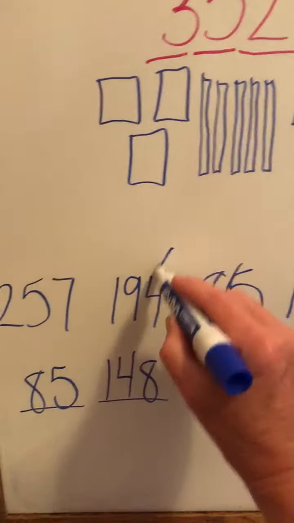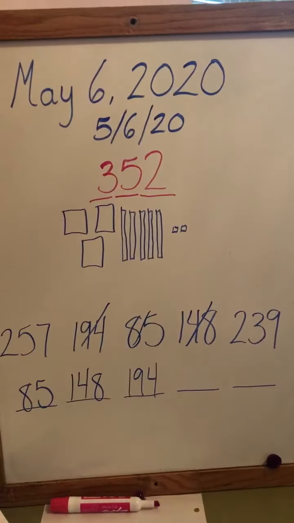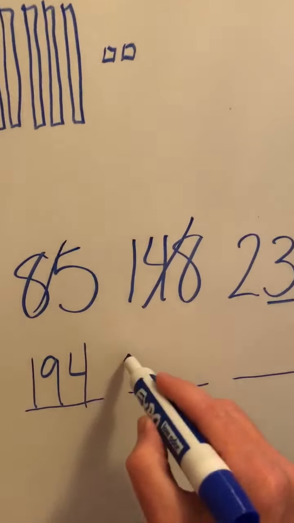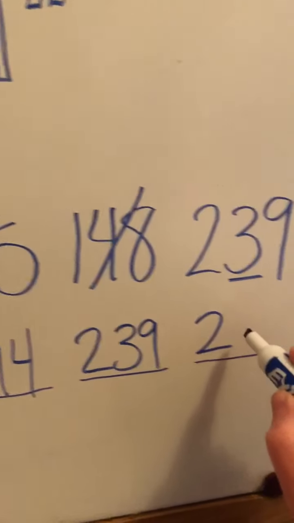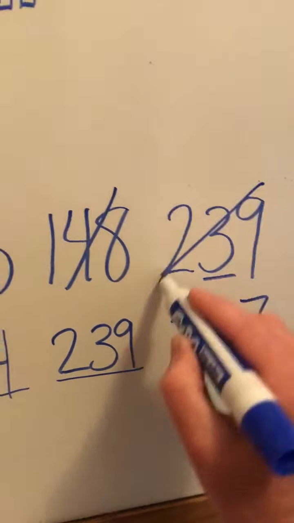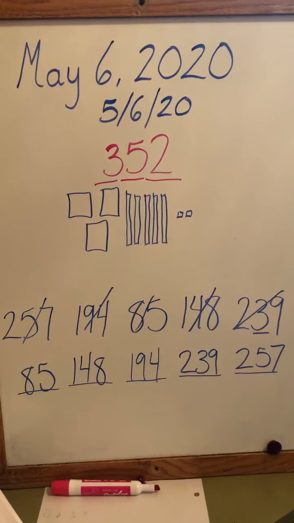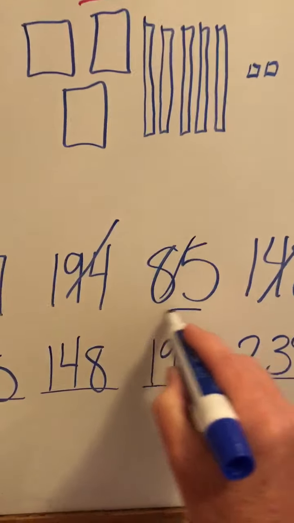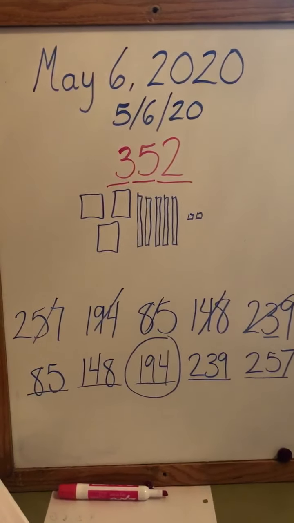All right, so then we have two numbers left, 257, 239. Which one would come next? You're right, it would be 239, right? Because of the three tens. 239, and then your last one would be 257. Good job. Now I'd like for you to circle the median. Which of these numbers is the median? Right there in the middle. 194 is the median. Okay, good job, guys.